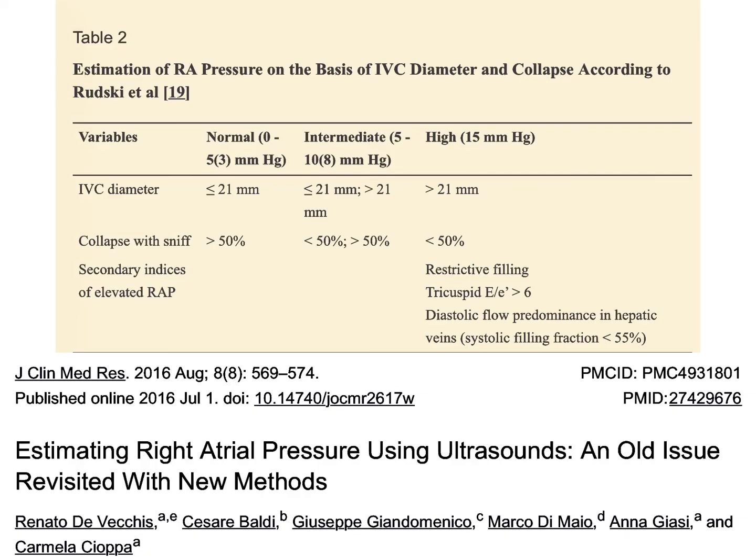In fact, we should be using more than just the inferior vena cava, and this paper highlights the importance of not just looking at one characteristic, but looking at multiple characteristics to determine whether in fact the right atrial pressure is elevated or not.